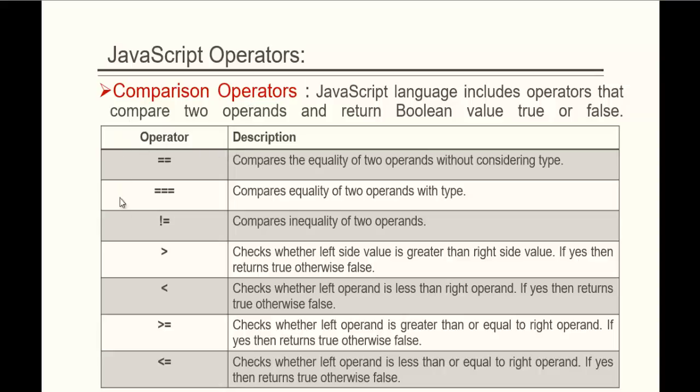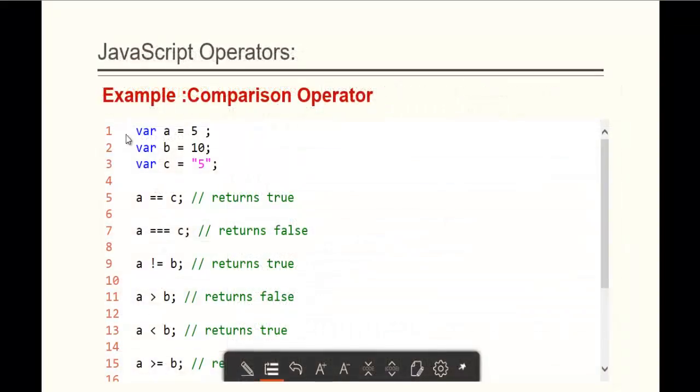And here is a list of comparison operators. They include equal to, and this is the special operator. This is called strictly equal to, and not equal to, greater than, lesser than, greater than equal to, or lesser than equal to. And right now we're going to see a demo of all these operators present here. So this is the example what I'm going to code right now in Visual Studio Code.